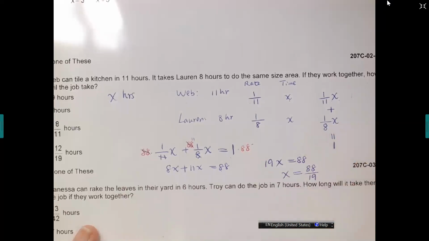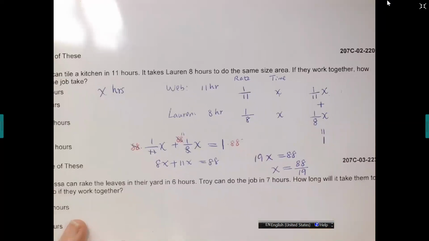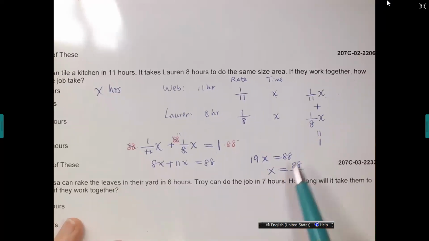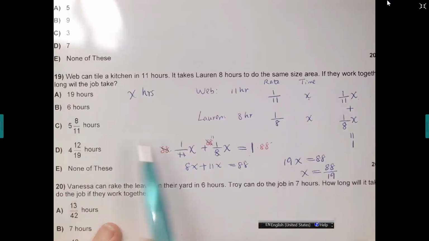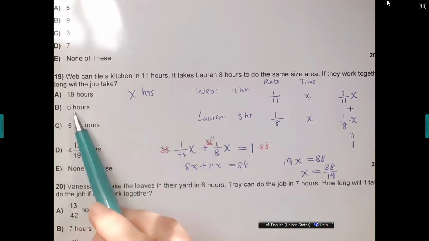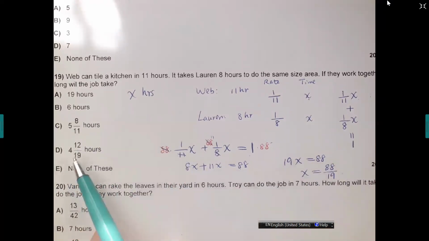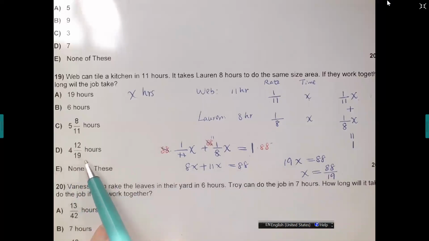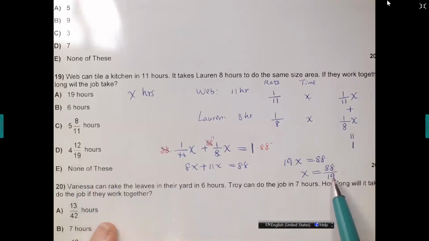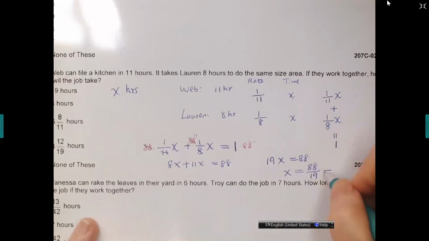Final answer. Okay, and for this, when we check the answer, we notice the final answer is in what we call mixed form, mixed format. We call this a mixed fraction. So 88 divided by 19, this equals 4.